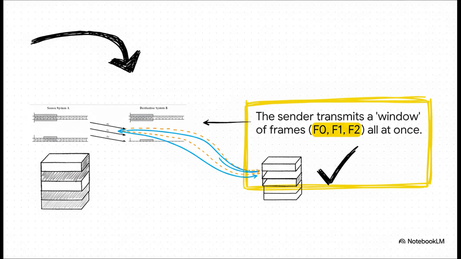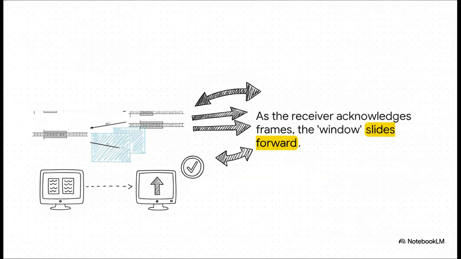Let's see how this actually works. As you can see, Source System A has a buffer of frames ready to go. It doesn't just send frame 0 and wait. It sends a whole group, frames 0, 1, and 2, one right after the other, filling that pipeline with data. Now watch what happens next.